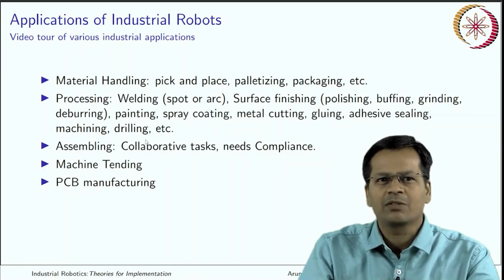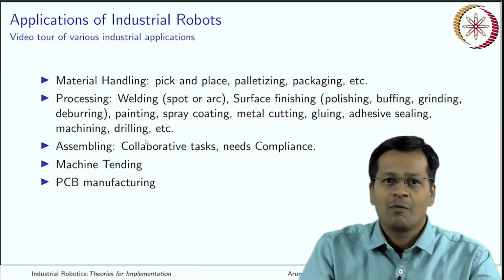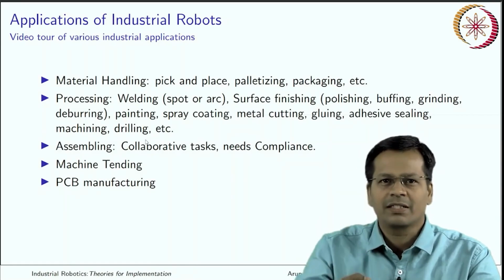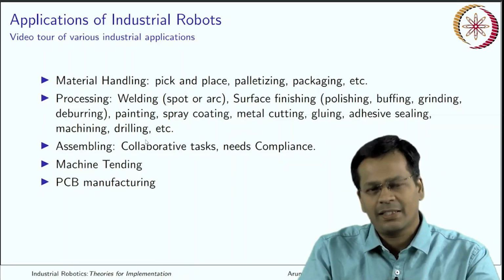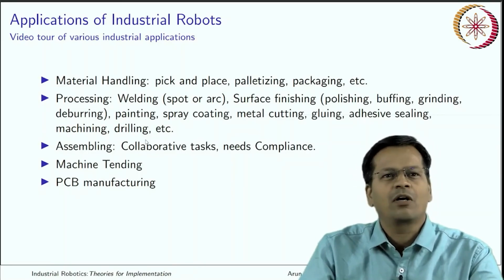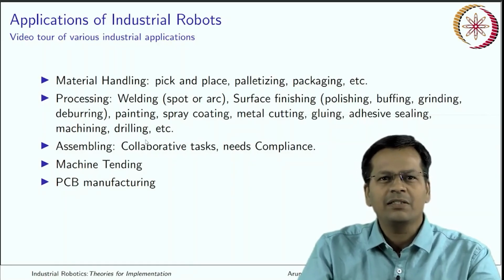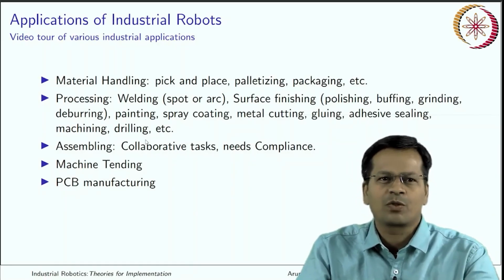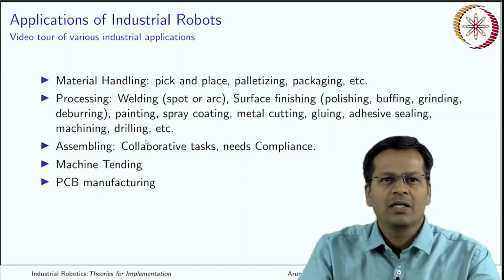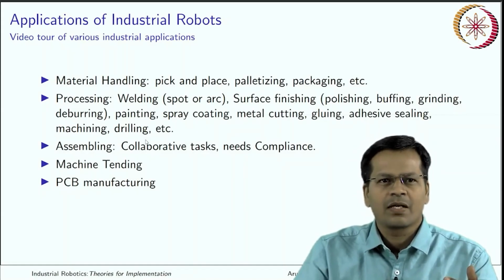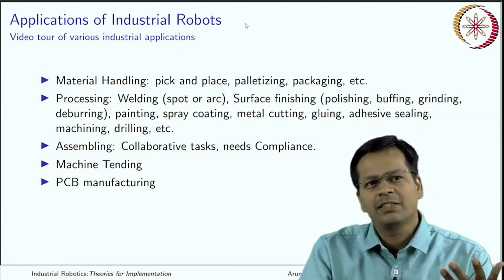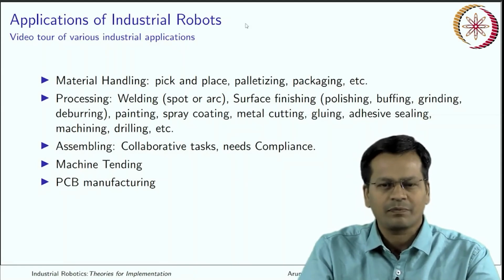Similar is an operation which is called spray coating, metal cutting you saw using a laser gun, gluing, adhesing, sealing, machining, drilling, etc. All these tasks are very, very common in the industry. Assembling needs some special type of robot which is known as a cobot. They normally work with humans. Right? It is a collaborative task that needs some sort of compliance also.